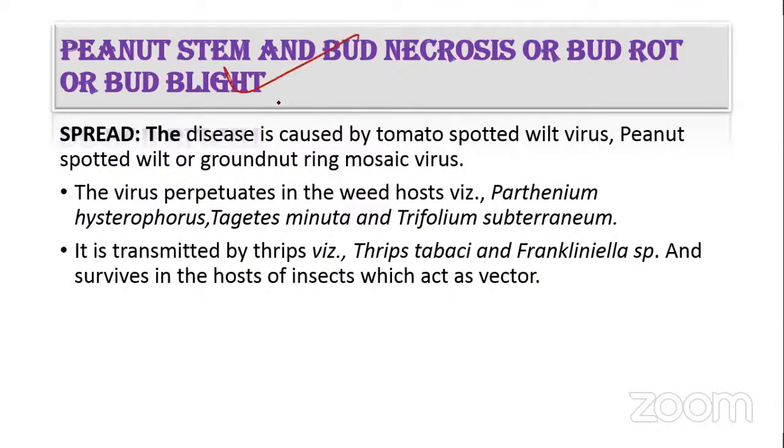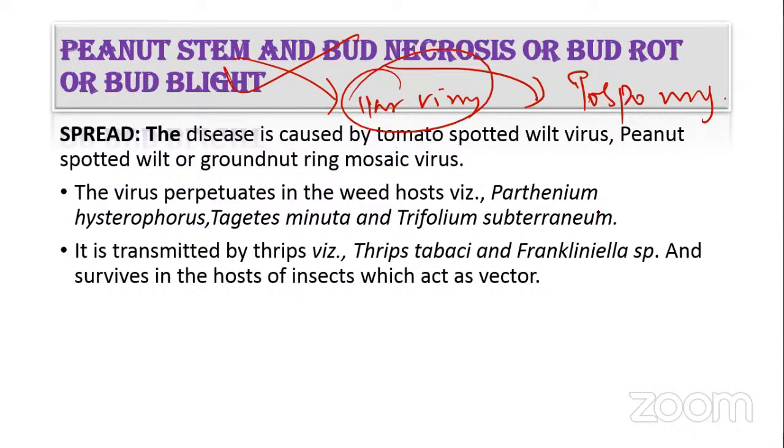So, peanut stem necrosis and bud necrosis, I have already told you, right? Stem necrosis is caused by a virus, and bud necrosis is caused by a tospovirus or orthotospovirus. Both are thrips transmitted. As the name indicates, in bud necrosis the buds will deteriorate, and on the stem it will cause an oak leaf symptom, or on the leaf also.